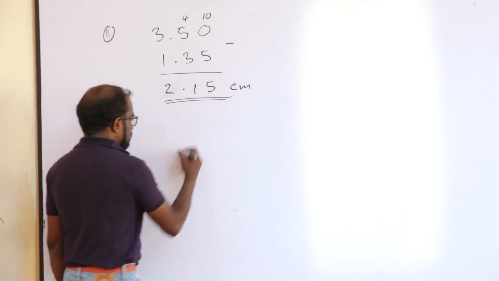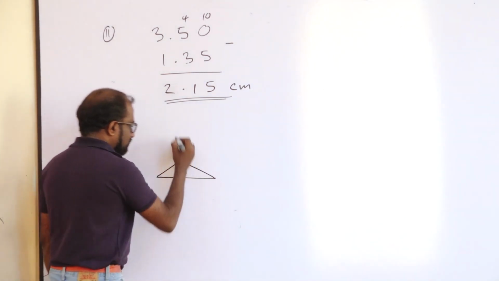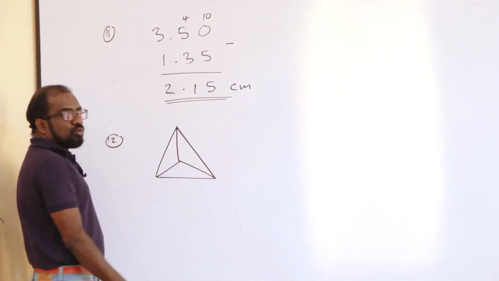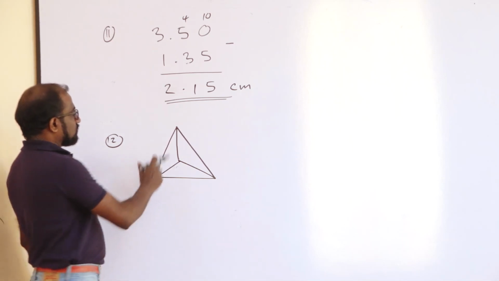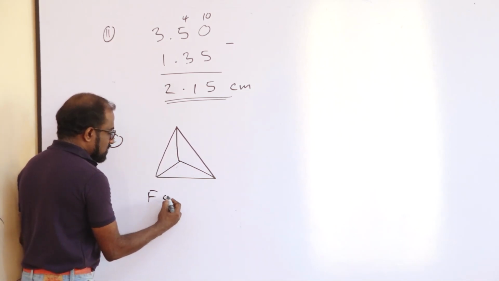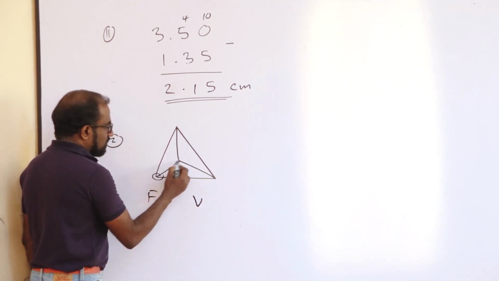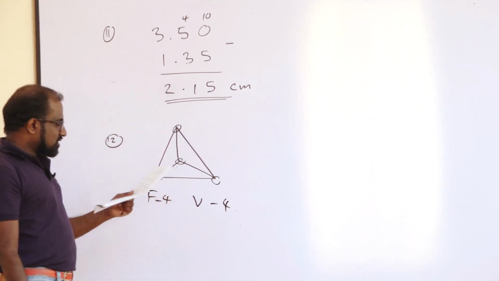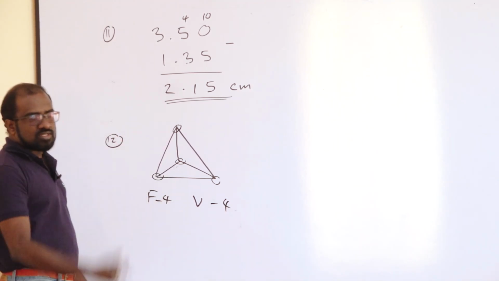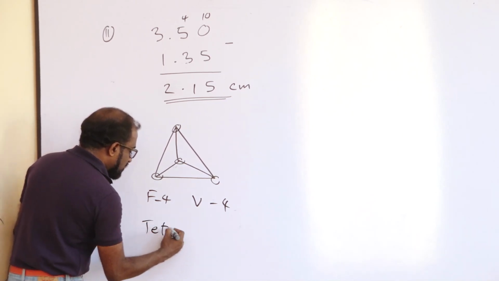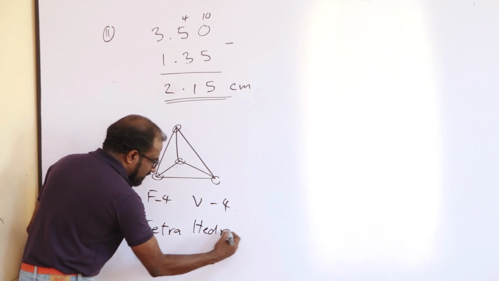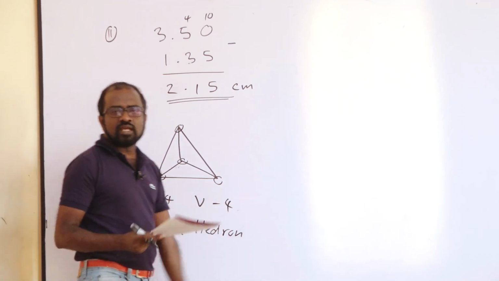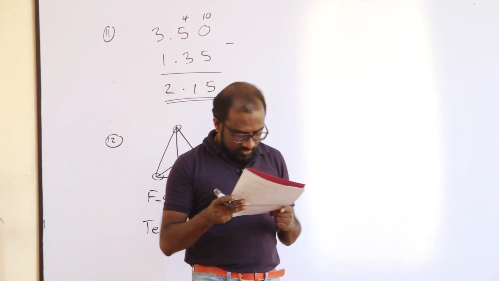Let's draw the tetrahedron and see. How do you draw a tetrahedron? This is how you draw it. How many faces are there? 1, 2, 3 and the front one. So 4 faces, and vertices 1, 2, 3, 4. Vertices also 4. So what is the solid whose faces and vertices are equal? The answer should be tetrahedron. Regular tetrahedron, but that's okay, even tetrahedron we accept. Tetrahedron should be the answer.